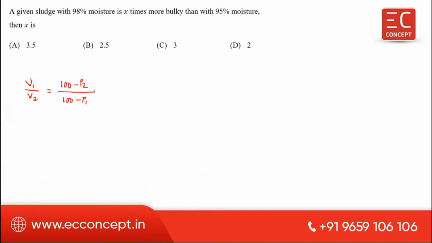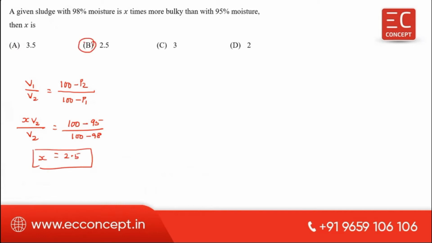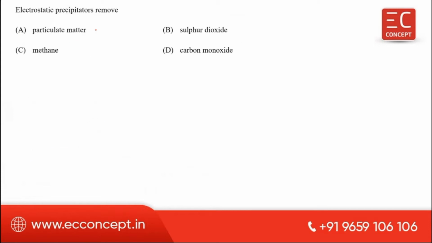Therefore, V1 is X times V2, because it's bulkier, so V1 divided by V2 is equal to 100 minus 95 over 100 minus 98. So the answer is X equal to 2.5. You simplify this, so you will get 2.5. So answer is B. Okay.